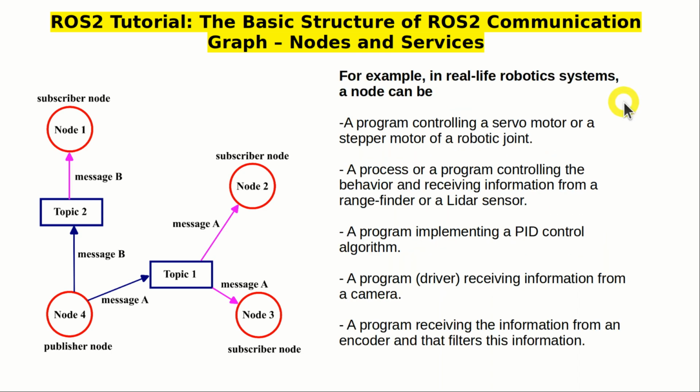For example, in real-life robotic systems, a node can be a program controlling a servo motor or a stepper motor of a robotic joint. Then, a node can be a process or a program controlling the behavior and receiving information from a rangefinder or a lidar sensor. Then, a node can be a program implementing a PID control algorithm. Then, a node can be a program or a driver receiving information from a camera. And finally, a program receiving the information from an encoder that filters this information can also be a node.